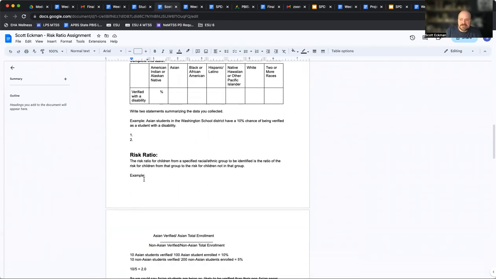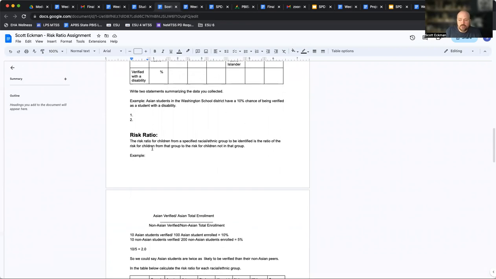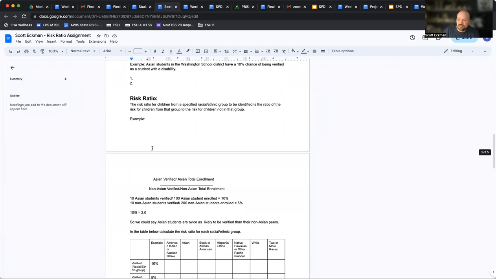The next thing we're going to do is calculate risk ratio. So again, this is basically taking that risk, but we're going to compare it to all other students in the district. So for example, our Asian students: we're going to look at Asian students who are verified over the total Asian enrollment. And then we're going to compare that to students who are not Asian that are verified over the not Asian total enrollment. So from our previous example, we had 10 Asian students who were verified, over 100 Asian students enrolled. That's 10%.